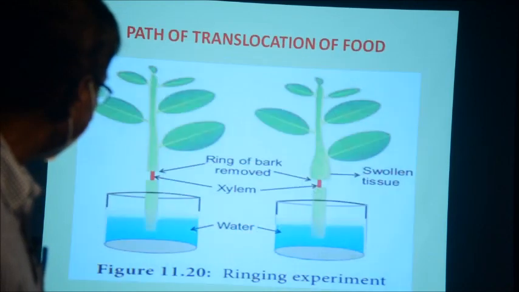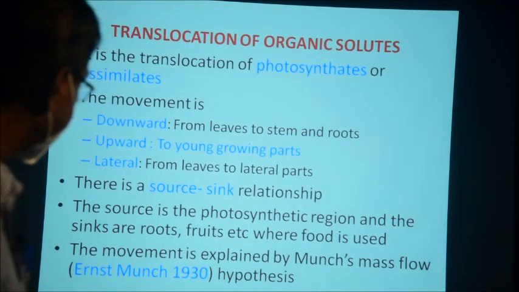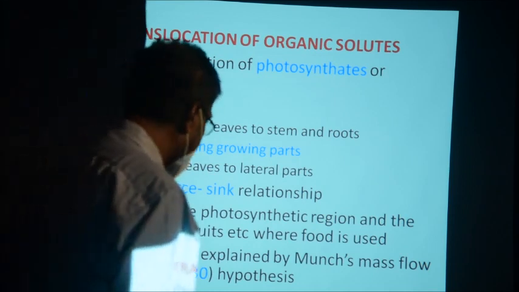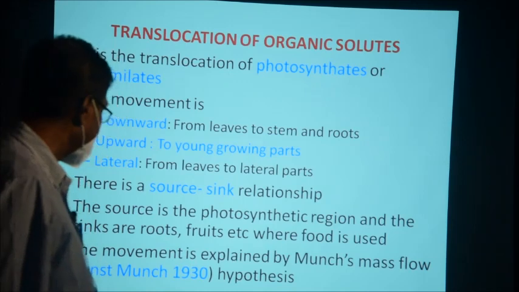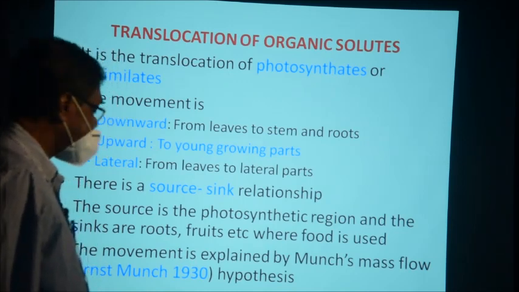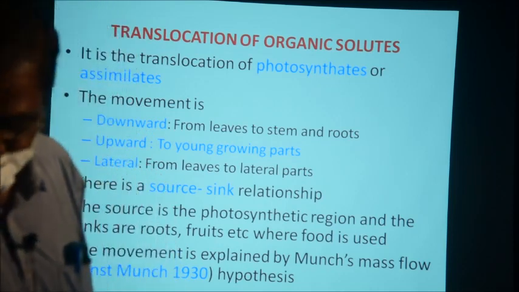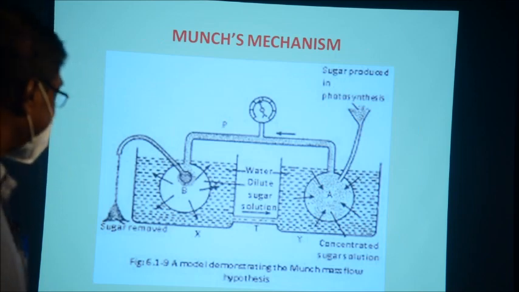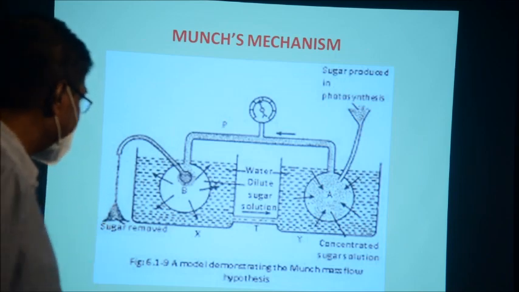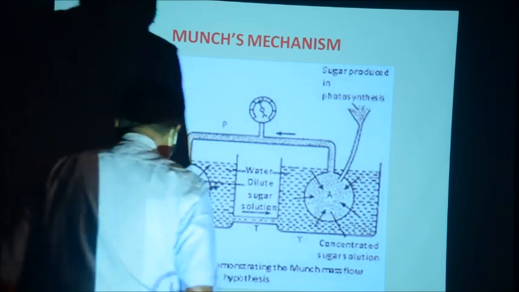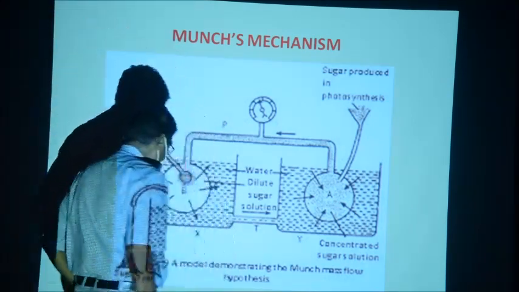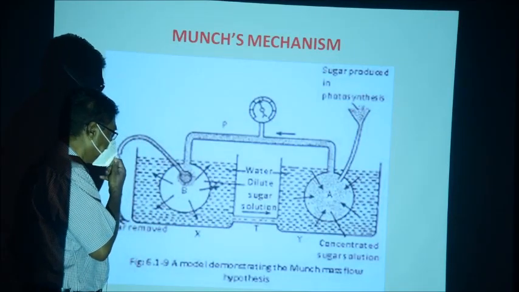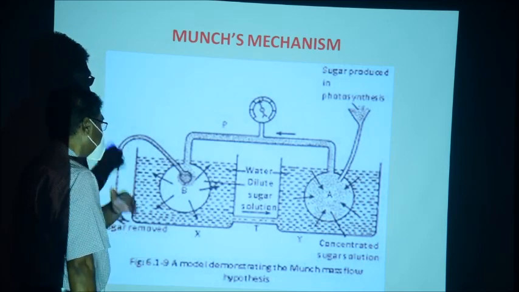Now, other evidence is isotope. If you use carbon isotope in photosynthesis, you will find that the carbon isotope is found in the phloem and not in the xylem. This also, though not mentioned here, shows that the movement takes place through phloem. Now, coming to Munch's hypothesis, which is mostly accepted till date.